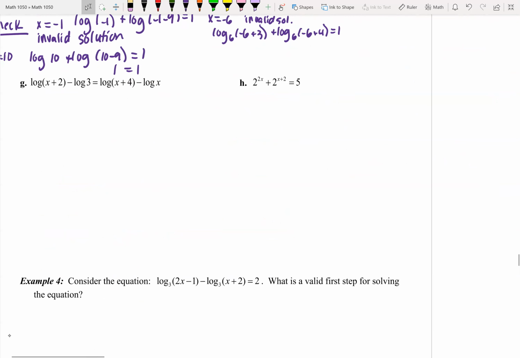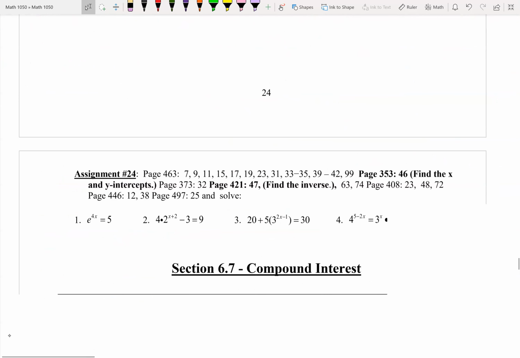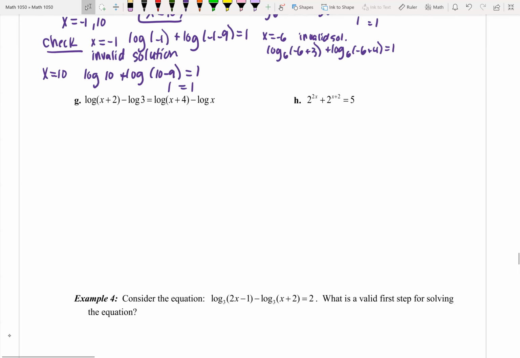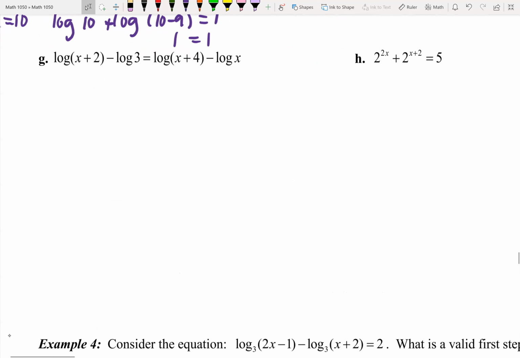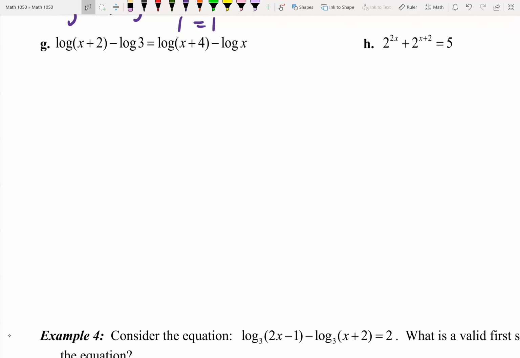Okay, let's go to G. Three more and we're done. Okay, you're going to tell me what you would do. There are a lot of different ways to do this problem. I know what I would do because I think it would be easier. What would you do? Condense each side separately. That's what I would do.